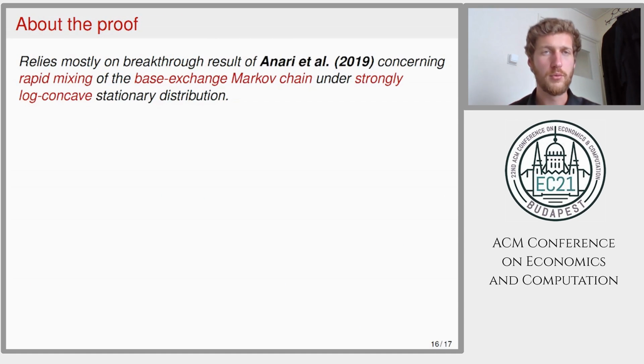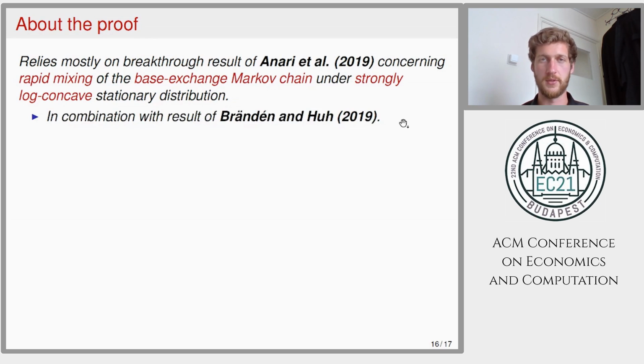Now about the proof. The proof mostly relies on a recent breakthrough result of Anari et al. concerning the rapid mixing of the base exchange Markov chain under a strongly log-concave stationary distribution. This is a Markov chain result that addresses the question of sampling a base of a matroid according to a so-called strongly log-concave probability distribution. And we use this result in combination with the result of Brändén and Huh, which also, to a large extent, developed this theory of strongly log-concave distributions.